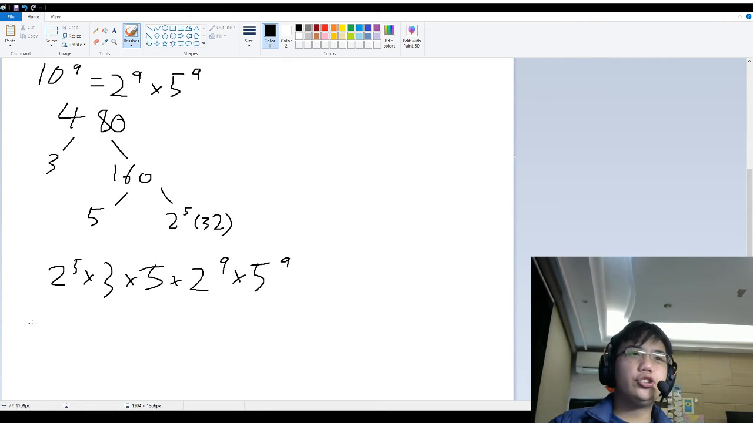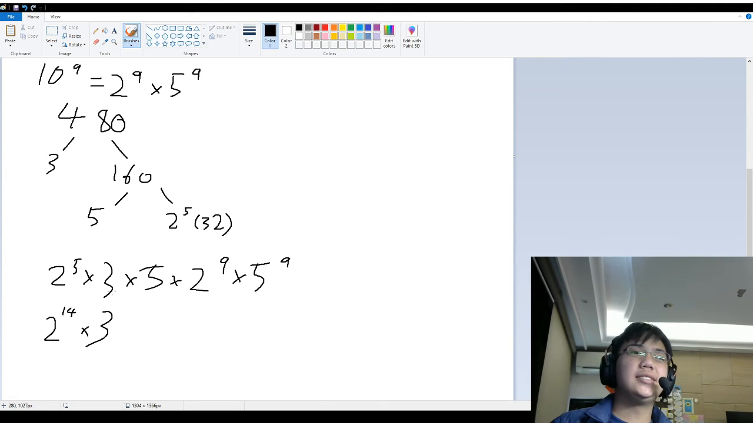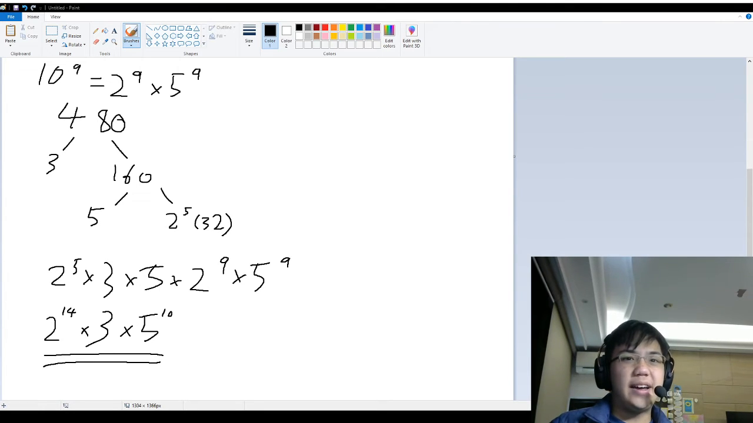and we merge the common terms. So 2 to the power of 5 and 2 to the power of 9 make 2 to the power of 14. When you multiply two of the same number with different powers, you get the base number with the powers added together. So 9 plus 5 is 14. Now you can multiply this by 3 as there are no like terms. And for 5, you get 5 to the power of 10. So this is the entire number prime factorized.